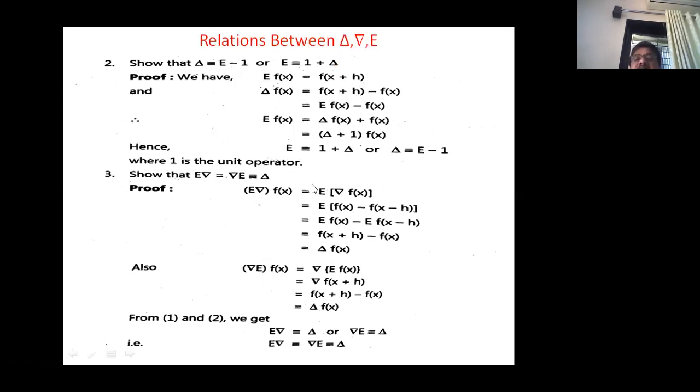Then examples on these operators are the relations between delta, del, and E. That is the relation between the forward difference operator, the backward difference operator, and the shift operator. So the first relation is what? Delta is equal to E minus 1.